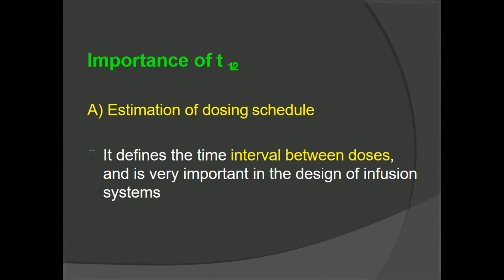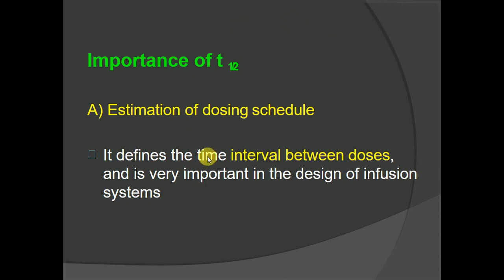Now come to the importance of half-life. What is the importance of half-life? The first importance of half-life is estimation of the dosing schedule. It defines the time interval between doses. Let's suppose you are using a drug in divided doses, for example BD, twice a day. It means there is a 12-hour gap between these two doses.